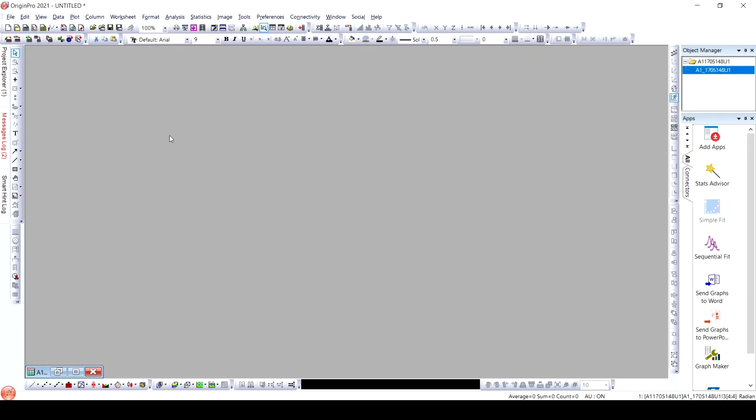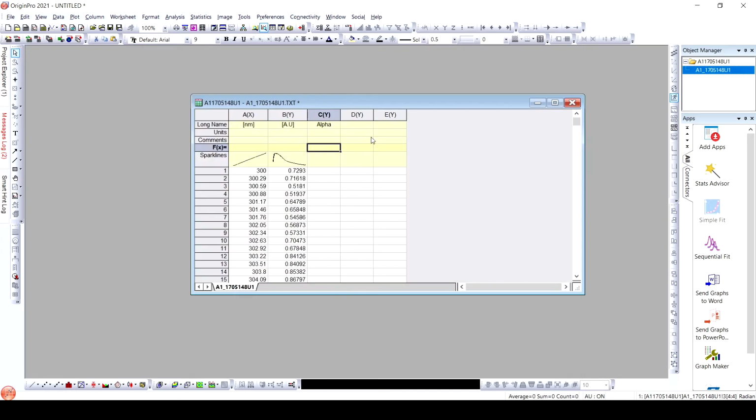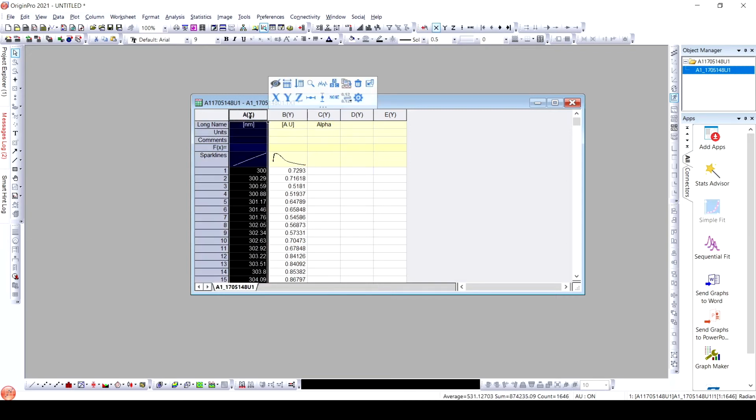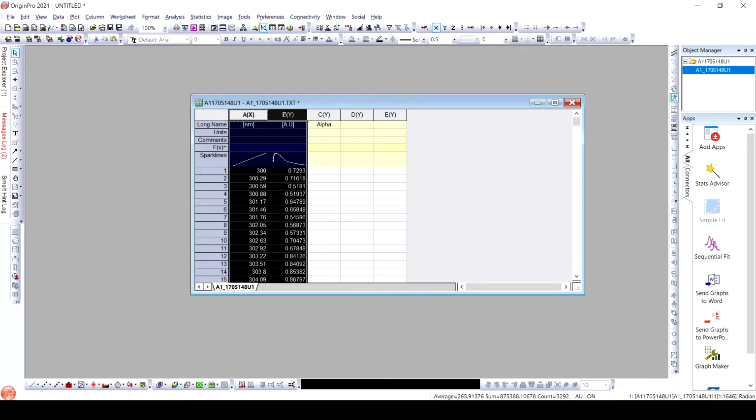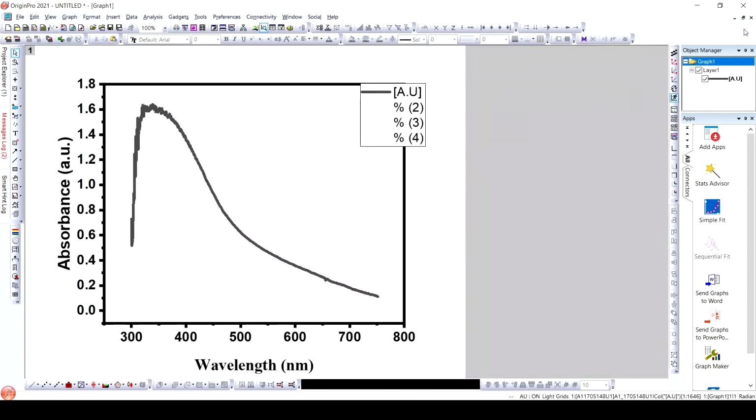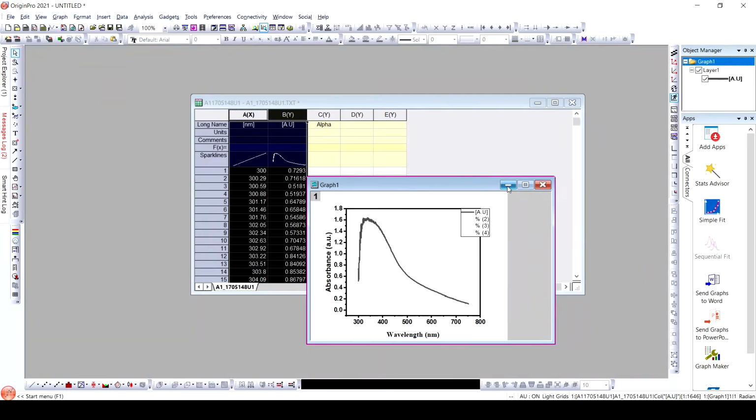In order to determine the Urbach energy using absorption spectra, we need to plot a graph with the log of absorption coefficient alpha versus the energy of the associated wavelength that we have. For this we have this data, that is wavelength versus absorption. If we plot this, we will get an absorption plot, which we can see here.